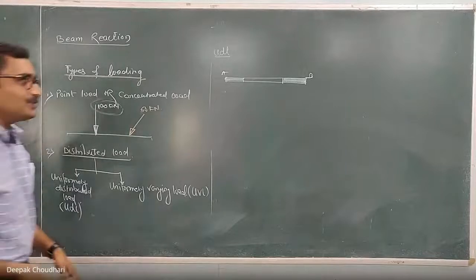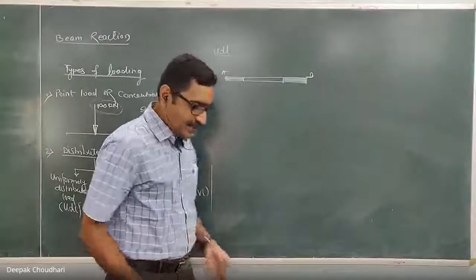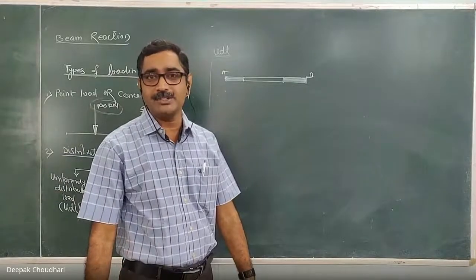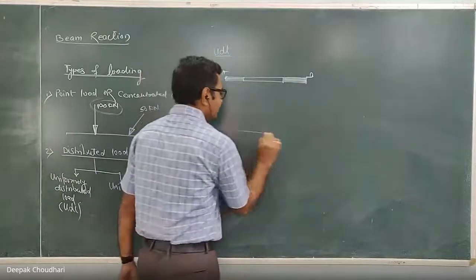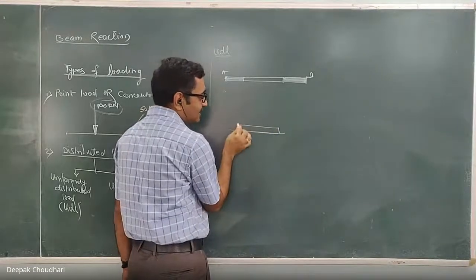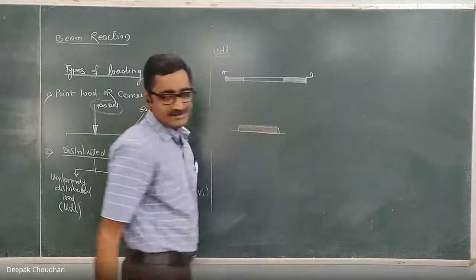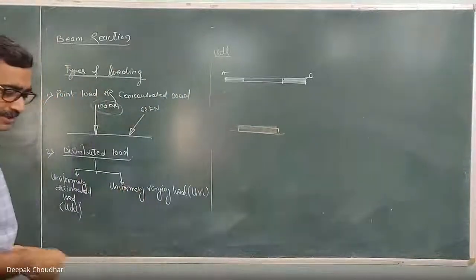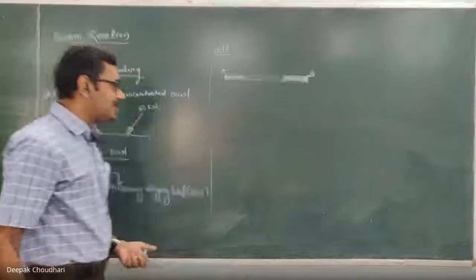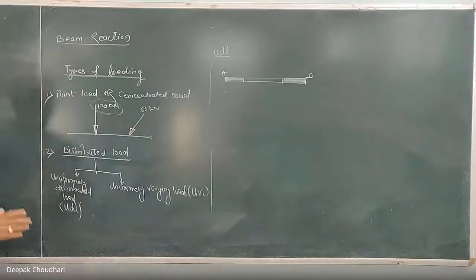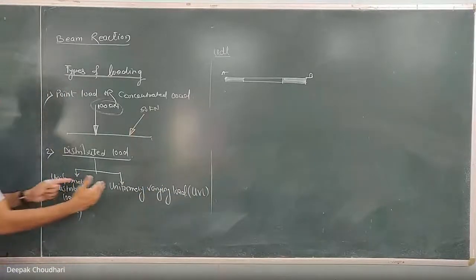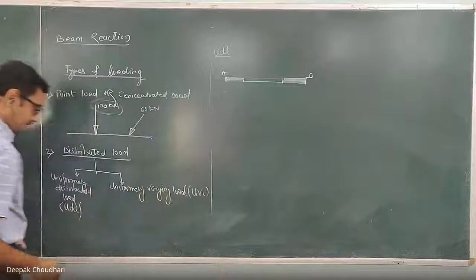I had given you the example. Suppose I am standing on the floor, the entire weight of my body is concentrated at one point. But when a person is slipping, its weight is distributed over this much length. So what is the distributed load? When the effect of the load is distributed over some length, then it is known as a distributed load. Now, there are two types of distributed load. One is a uniformly distributed load, the other one is a uniformly varying load.